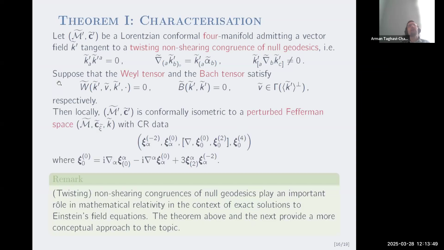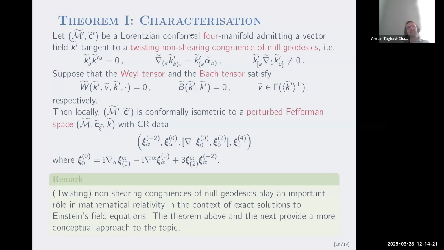Then locally, my Lorentzian conformal four-manifold turns out to be conformally isometric to a perturbed Fefferman space with CR data specified by a finite number of Fourier coefficients. So this is quite remarkable. So yes, as you know, these twisting non-shearing congruences of null geodesics are very important in mathematical relativity.